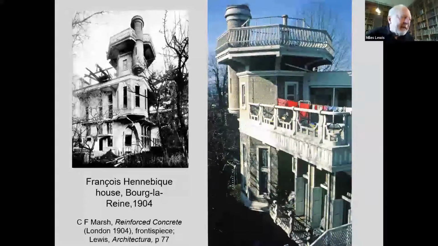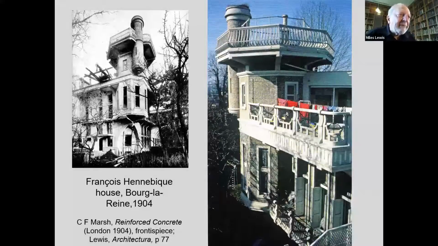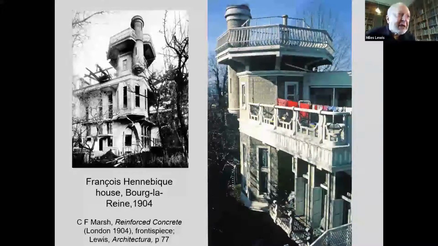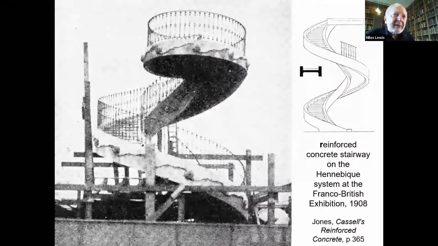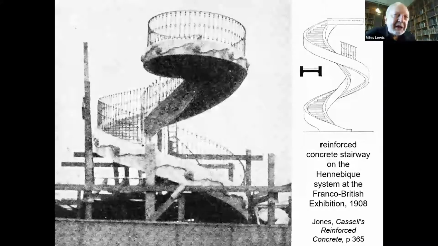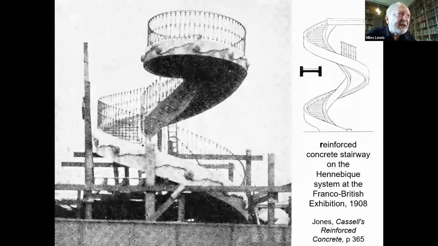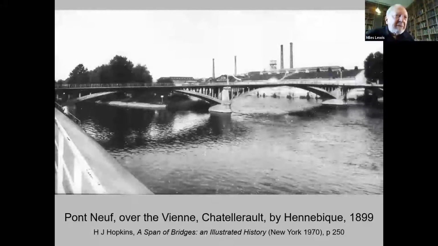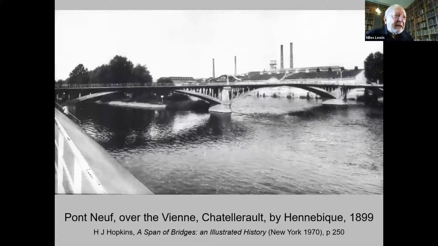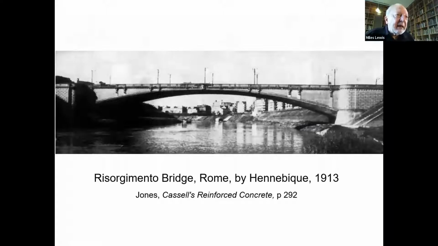Now, the difference between Hennebique and, say, Monier, or the Monier system, is Hennebique was not just a patentee, he was an international contractor. He built structures on his system all over Europe. Here's an example just to show off the system, the spiral staircase rising to the sky at the exhibition event in 1908. And there's an actual bridge built by him in France in 1899. And this one in Italy, the Risorgimento Bridge in Rome in 1913. All these are Hennebique structures.